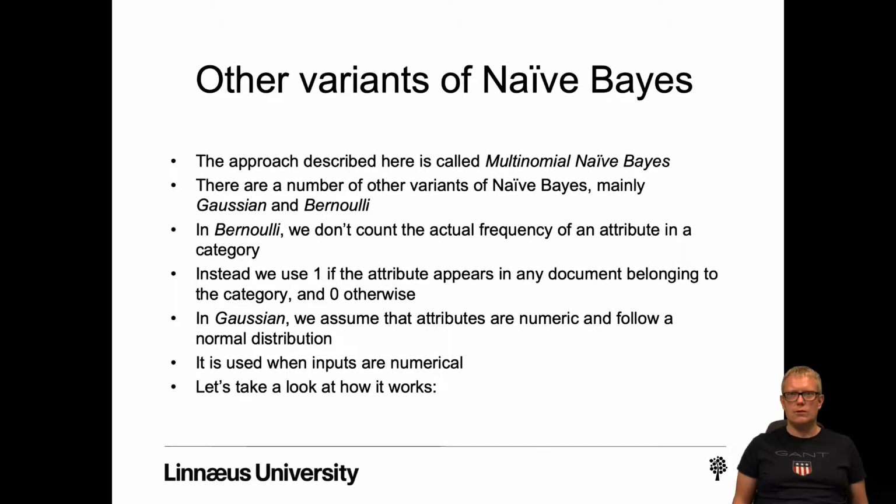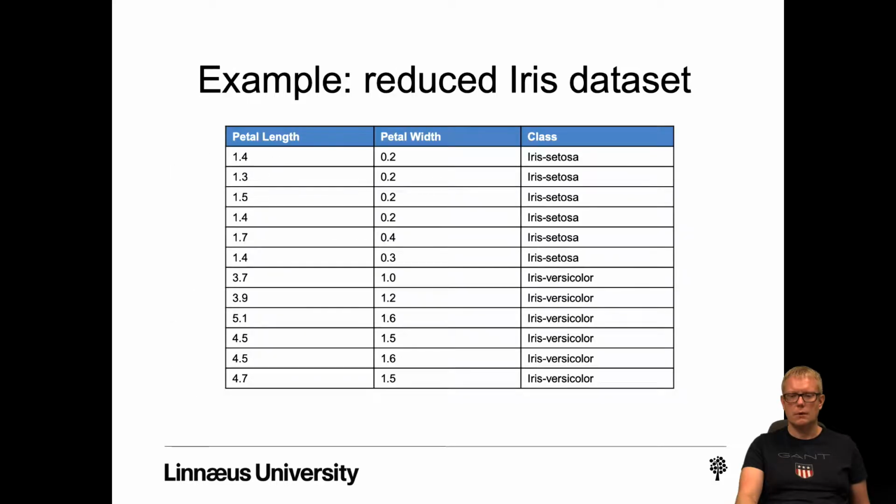In Gaussian, we assume that attributes are numeric and follow a normal distribution. So it's used when the inputs are numerical, in contrast to the other variants that are used when the inputs are categorical or texts. So let's take a look at how it works. We use a reduced version of the iris dataset in this example, where we only use the petal length and petal width, so just one of our leaves. And we take only some of the examples from the actual dataset, so a reduced iris dataset.